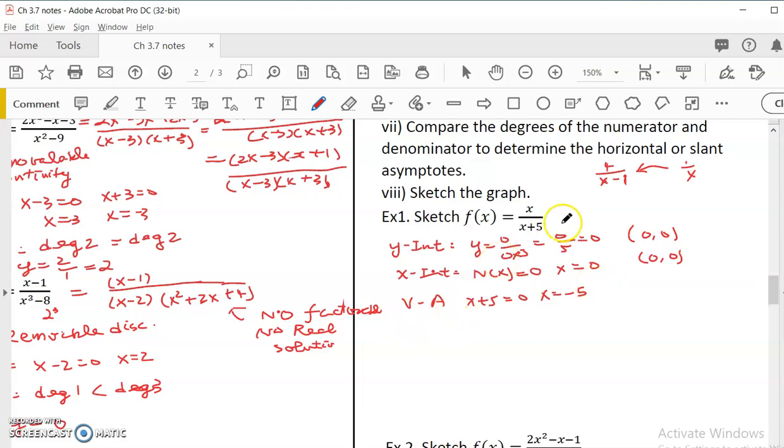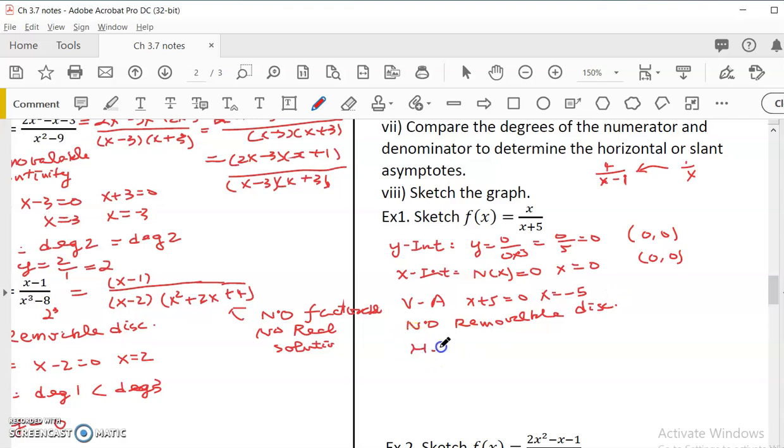And then, no common factor, so no removable discontinuity. There's no hole in the graph. The only thing that breaks it up is the vertical asymptote.